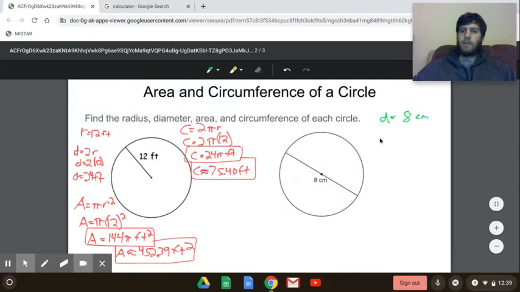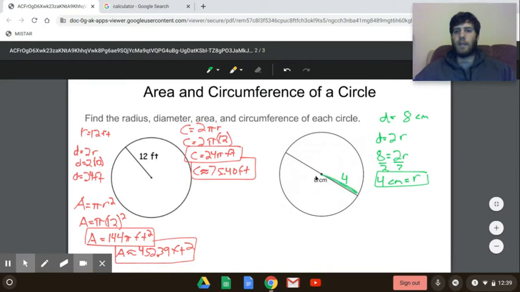Right? We know that the diameter is equal to twice the radius. So if we plug this into our formula, 8 is going to equal 2r. We divide by 2, and we're going to get 4 centimeters is going to be equal to our radius. Right? Our radius is going to be half of the diameter. Diameter goes all the way across the circle through the center. Radius goes from the center of the circle to the circle itself.